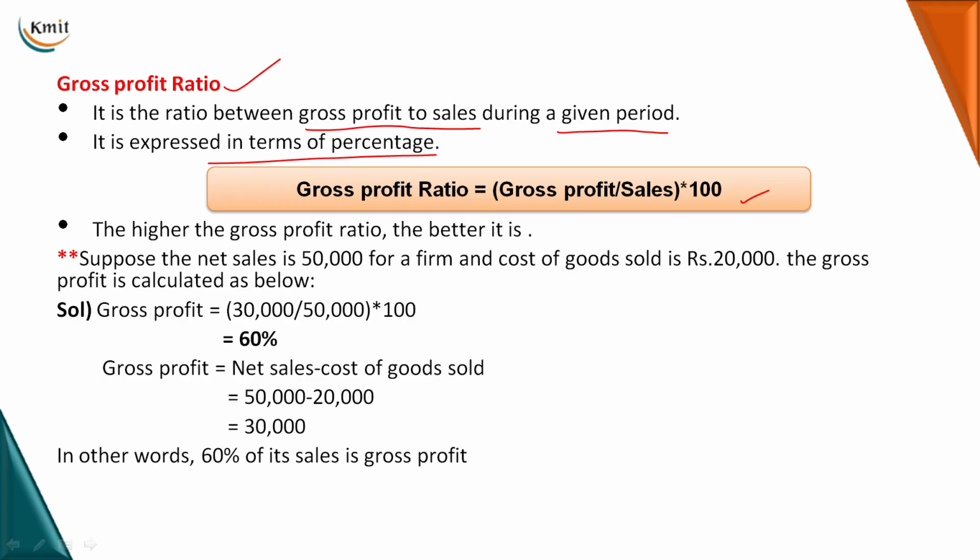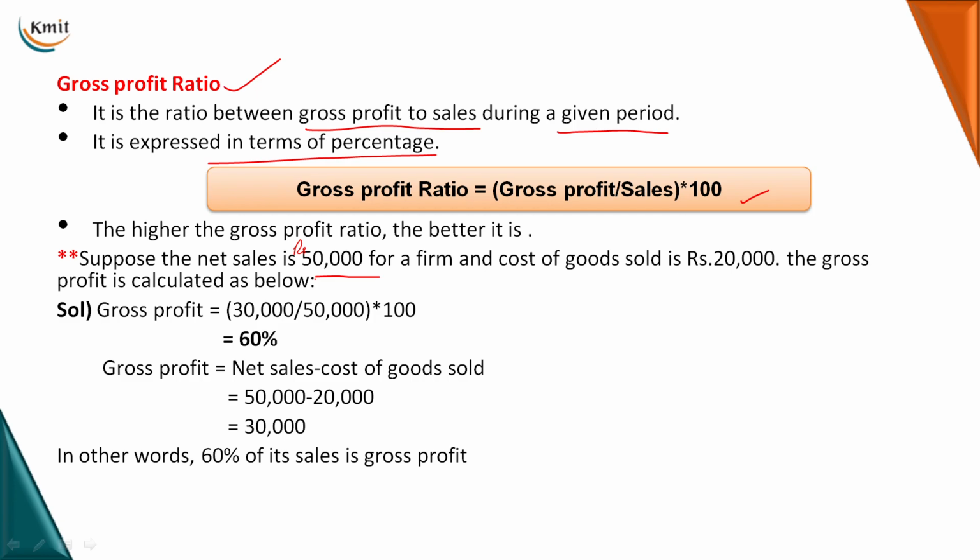Suppose the net sales are worth rupees 50,000 for a firm, and the cost of the goods sold is rupees 20,000. The gross profit ratio is calculated as below: gross profit divided by sales into 100.